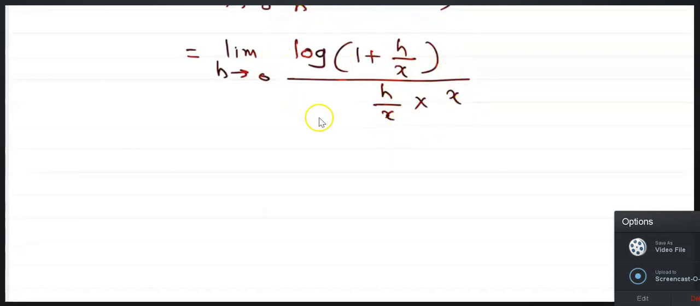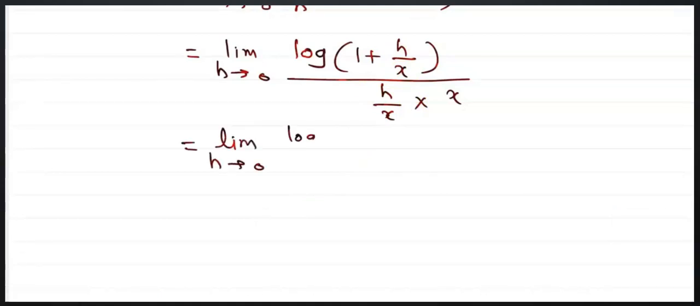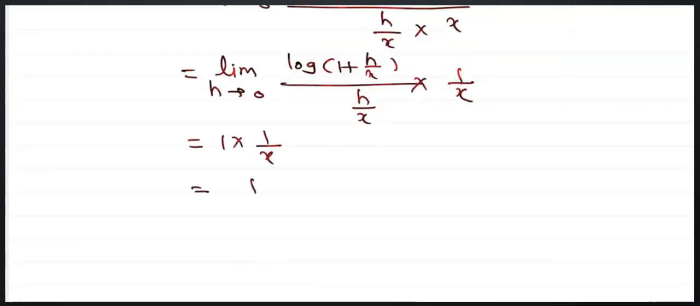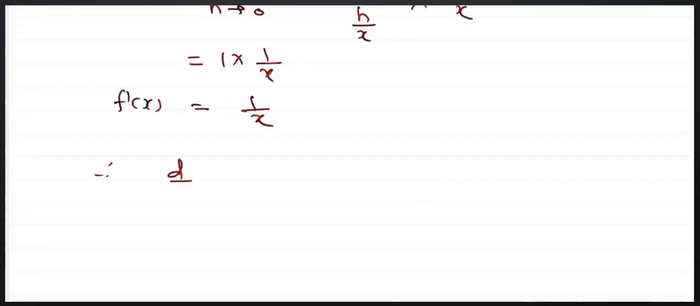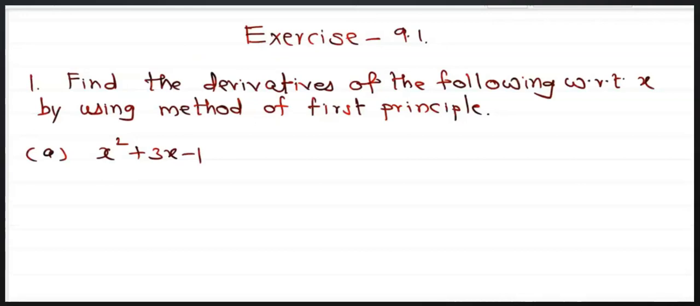Now what is the value of this limit? The value of this limit is 1. That is 1 into 1 upon x. That is equals to 1 upon x. Now see this here. Limit h tends to 0, log of, into 1 upon x. That is 1 into 1 upon x, and that is equals to 1 upon x. f dash of x is equals to 1 upon x. Therefore, the d/dx of log of x is 1 upon x.